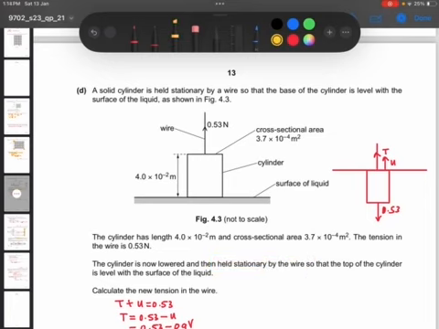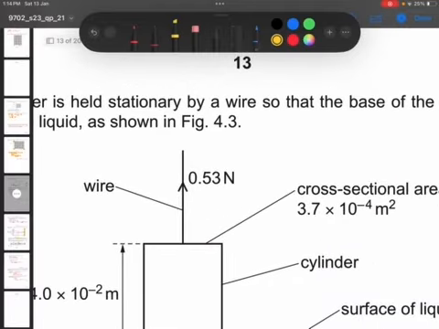Firstly, the question says a cylinder is held stationary. When something is said to be held stationary, they mean that it is in equilibrium. What do we mean there? We mean that the forces acting on it vertically and the forces acting on it horizontally are all equal, such that the resultant force on it is 0.